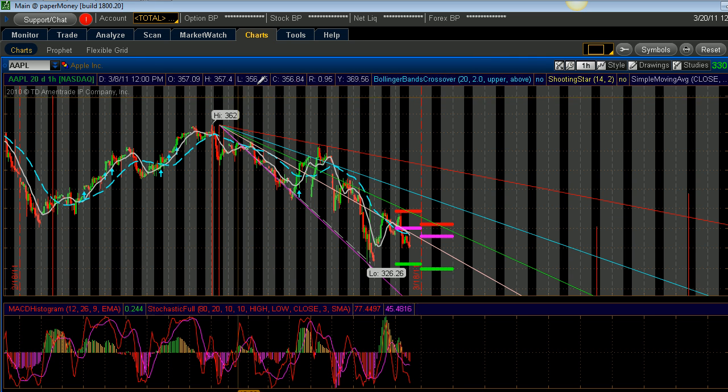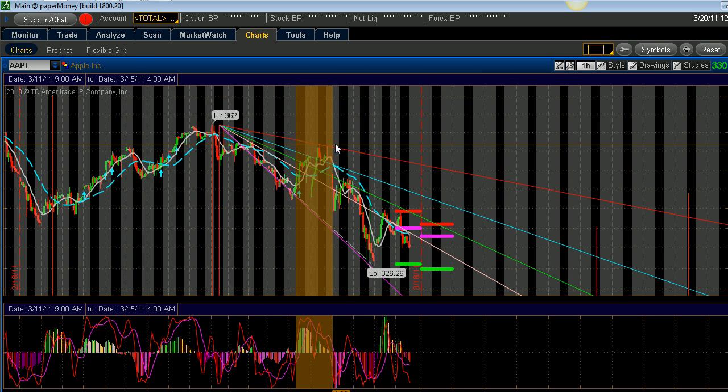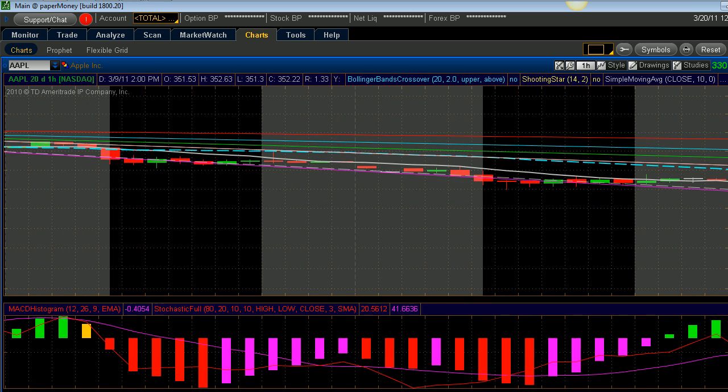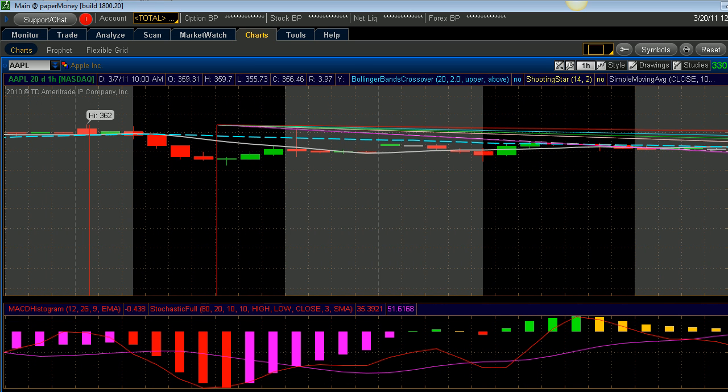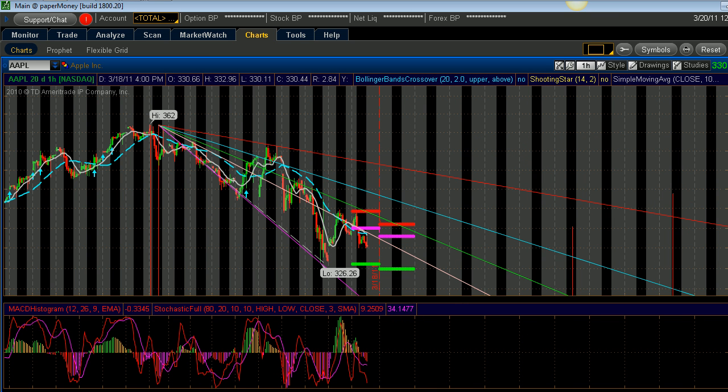So now I've got some support and resistance levels here on Apple. You can see how accurate these things are. It's just amazing to see that on this 60-minute chart, this level was hit. Look at that, to a T. And I didn't draw that. I took the fans and drew from the high to the low, and that's what you come up with. So I drew it from the high of 362 down to the low on the 60-minute chart of 326.26.